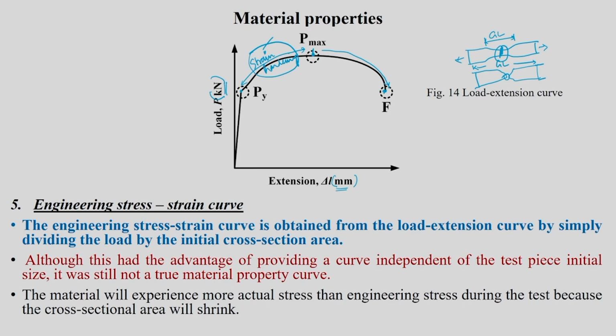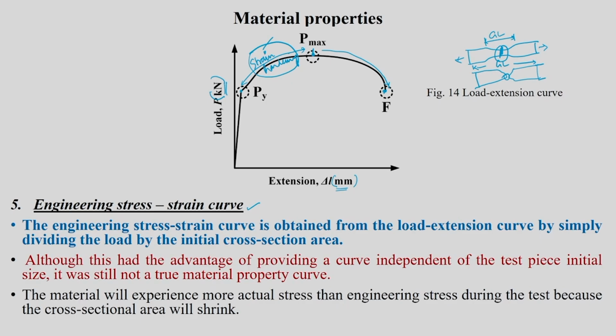Now this load displacement graph, or load extension graph, is just one stage that the machine is going to give you. You will see that this load displacement graph may not be sufficient for further analysis. So, we introduce something called the engineering stress strain curve. The engineering stress strain curve is obtained from the load extension curve by simply dividing the load by the initial cross section area. This load divided by initial cross section area will give you engineering stress. We will see that formula later.